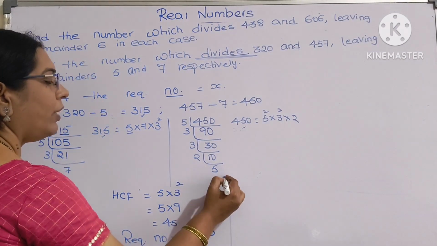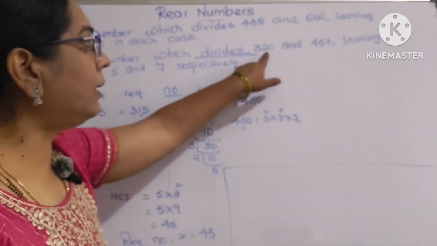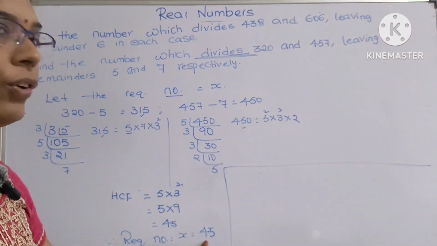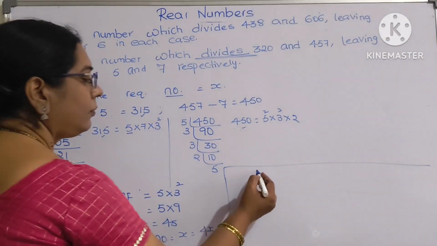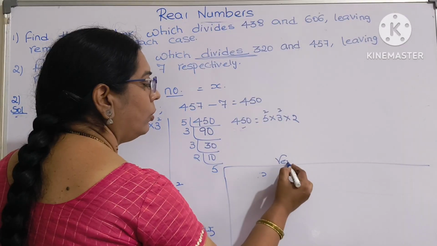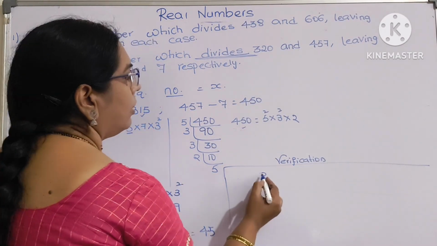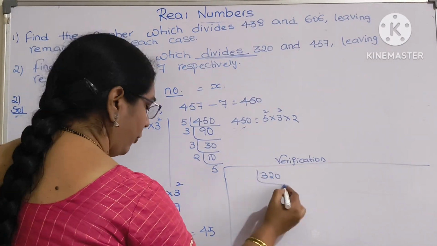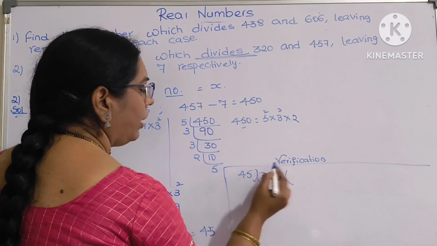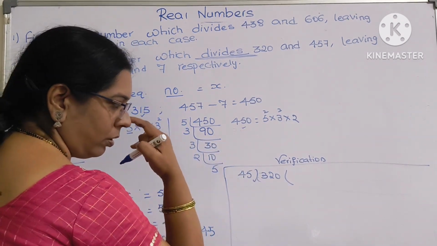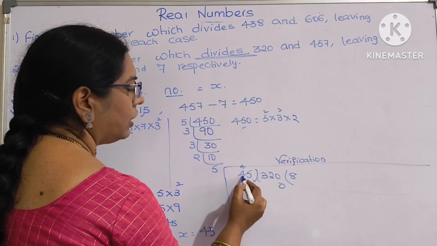Now let us do the verification for this sum also. What do we have to do? Divide the given numbers, original numbers, with 45 and see if they leave the remainders 5 and 7 for each of them. This is verification, children. No need to do it in the exam. This is for our clarity. 320, divide it with 45. 45, 4 8s, 5 8s are 40, 0, 4 carry, 8 4s, so 32, 32.